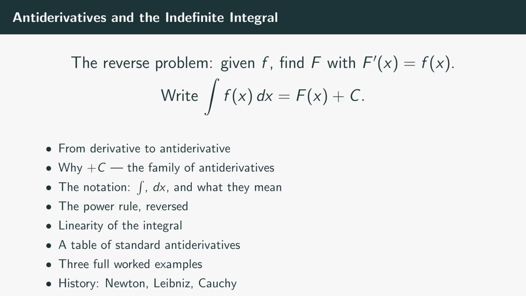We ask the reverse question. Given a rate of change, what function produced it? That question opens the second half of calculus, integral calculus, and the answer turns out to be far richer than the forward problem. We'll meet the antiderivative, see why the answer always comes with a mysterious plus c, unpack the notation Leibniz invented for it, work through the standard table you'll use for the rest of your life, and finish with 3 full examples and a short history of how this all crystallized.